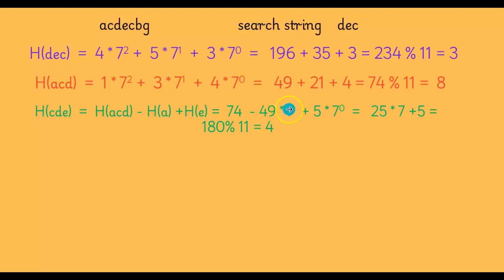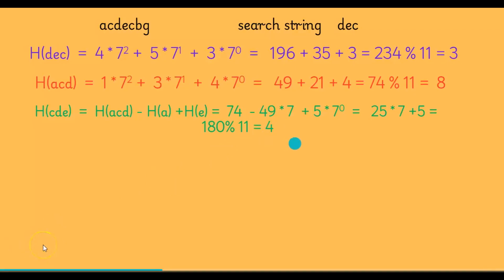Why we are doing it, I will explain now. Next, add the hash value of E, that is 5 into 7 to the power of 0. So you get the result 180. Then you find the modulo 11, that is the remainder after division by 11, you get 4. Again this 4 does not match 3, so we need not compare each character.